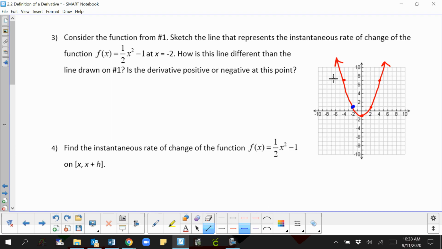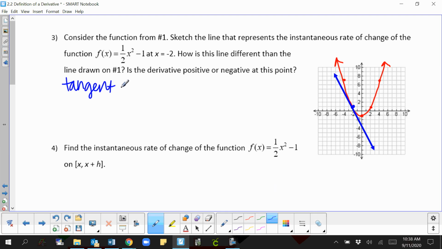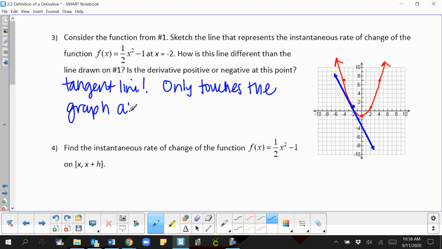So what that is going to be is a tangent line that only touches my graph at that -2. My drawing is really bad, so it doesn't look like it only touches there, but that's the idea, that it only touches at that one point right there. So this one is a tangent line. This one only touches the graph at one point.